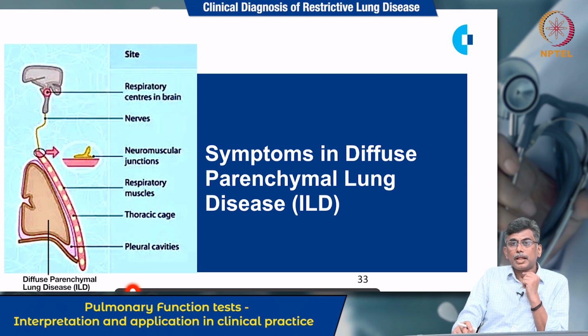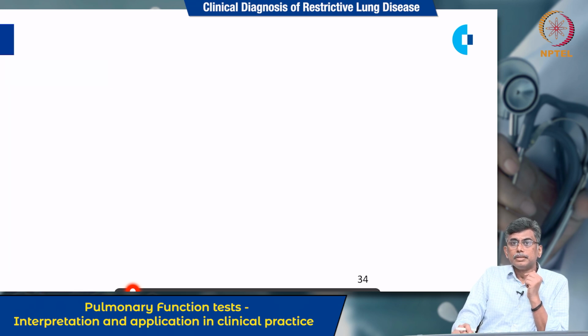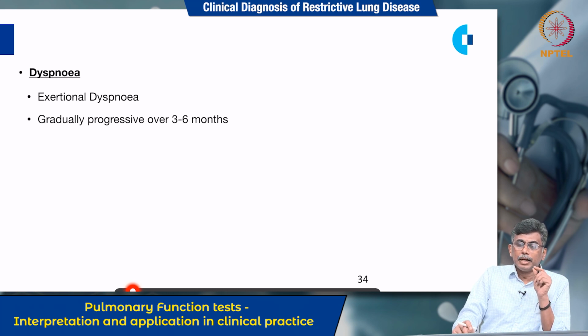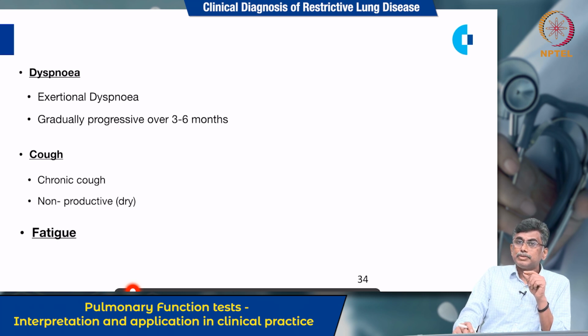First, the symptoms in diffuse parenchymal lung disease. The most important symptom is dyspnea, exertional dyspnea, and it is a gradually progressive dyspnea. That is a classical symptom of ILD or diffuse parenchymal lung disease. Second is cough. The cough is chronic, but it is always dry. The problem is in the interstitium. Third, because there is so much dyspnea, their lung capacity is less. Because of that, there is easy fatigability. That is another important symptom of diffuse parenchymal lung disease.